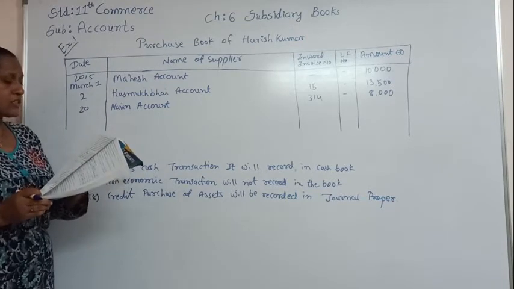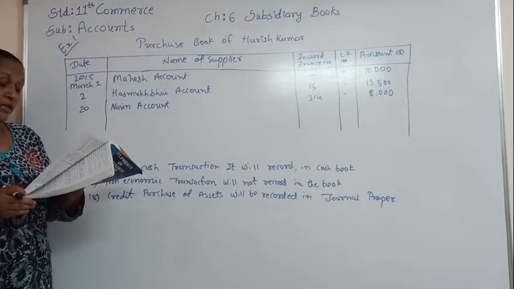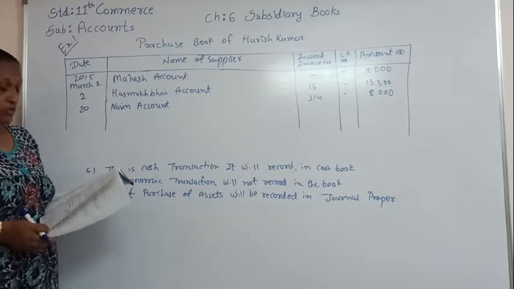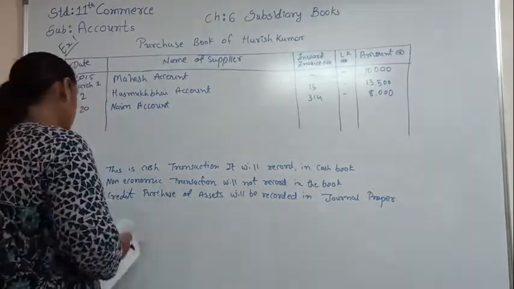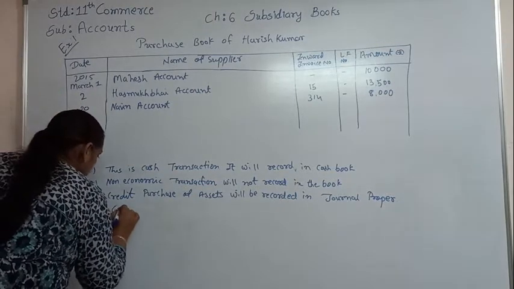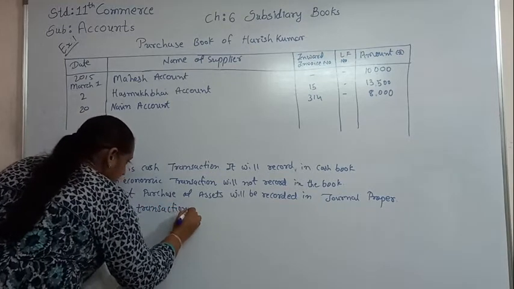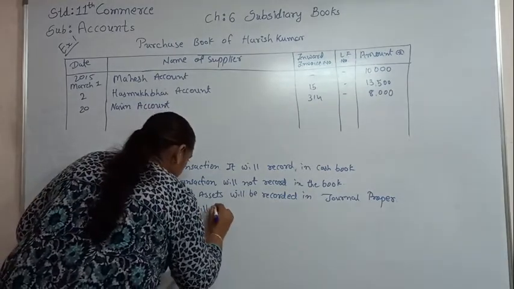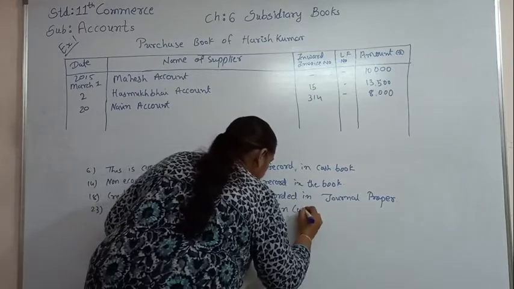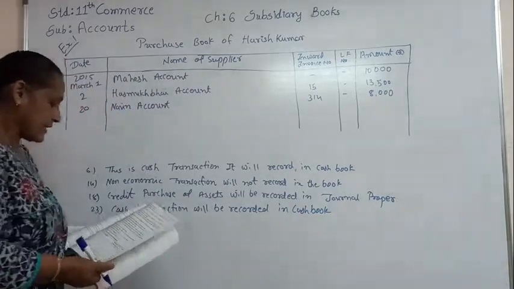Now let's see the next, on 23rd. Goods of rupees 4,000 purchased at 5% cash discount. So here from the transaction itself we can see that the name of the person is not given. So this is a cash transaction, and cash transaction we are going to record in the cash book. So cash transaction will be recorded in cash book. So that's it. Now let's see the next transaction.